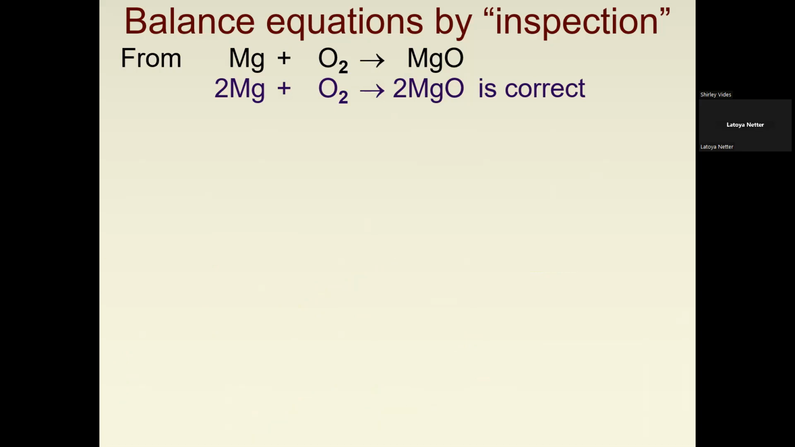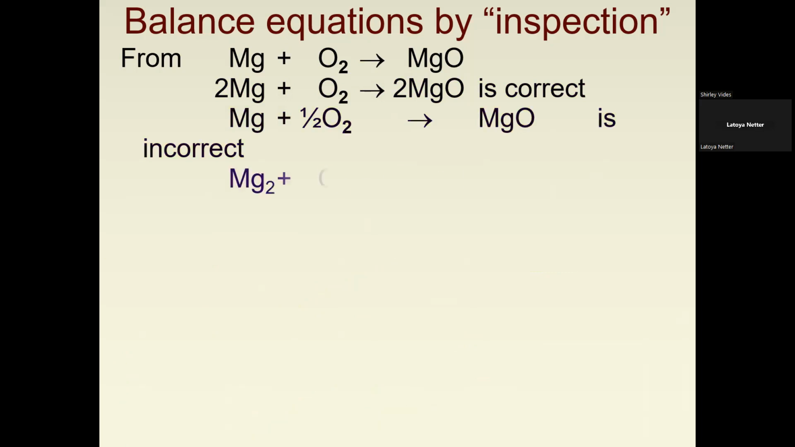All your coefficients, which is that big number in front of the elements, must be whole numbers. That is incorrect because you notice how I put just half? You can't have half. You cannot put a half. And that is incorrect because you're playing God. You made Mg bond to itself, and you can't do that. You have to stick with what's there. In your first equation, you do not change that. That is untouchable. The only thing you can do is add coefficients.